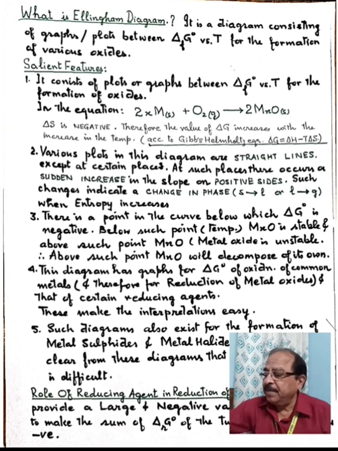Is it clear now? Then what is the role of reducing agent? Supposing we want to bring about reduction of a metal oxide, then we mix along with this some reducing agent. Now if somebody asks you what is the role of reducing agent, the role of reducing agent is nothing but to provide a very large and very high negative value of delta G for the reaction. So when we couple this reaction with the reaction for reduction of any metal oxide, the overall value of delta G becomes negative and the reduction becomes possible.